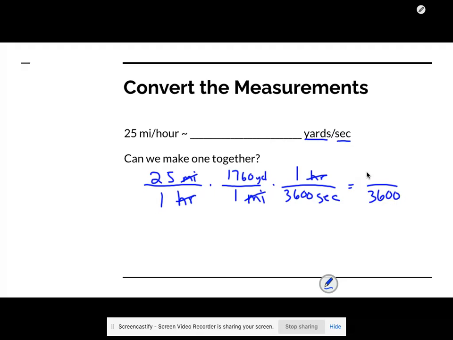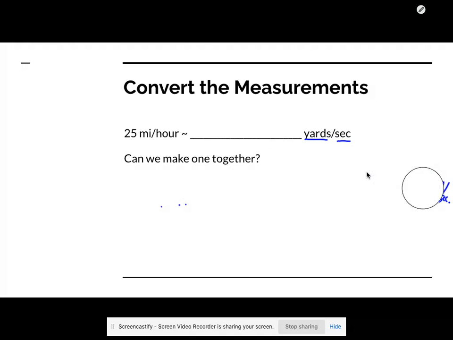And then 25 times 1,760 ends up being 44,000. When I divide this, I end up with 12.2 repeating yards per second. And that's it. That's how we would convert between measurements, customary and metric.